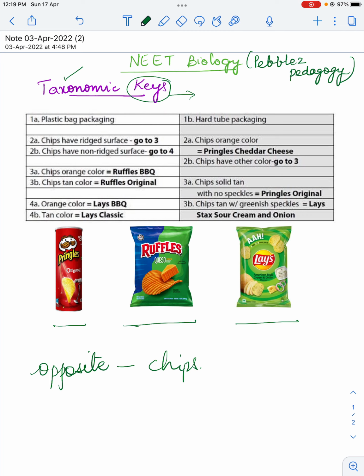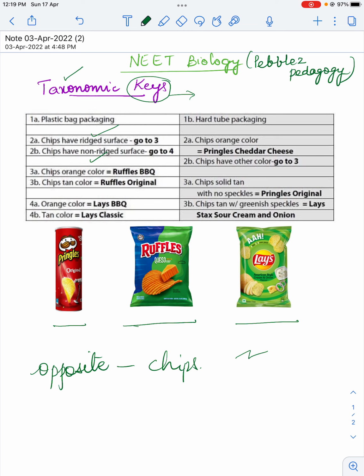So I can now categorize. If I give you a packet full of Ruffles and Lays, then you can open up the packet and say that here is a packet full of chips which is ridged, having these kinds of structures, and the other packet full of chips doesn't have any ridge. Based on those, I can classify one group which is having these ridges as Ruffles, and the other one which is not having any ridges as Lays, right? Here you can see chips having a ridged surface.